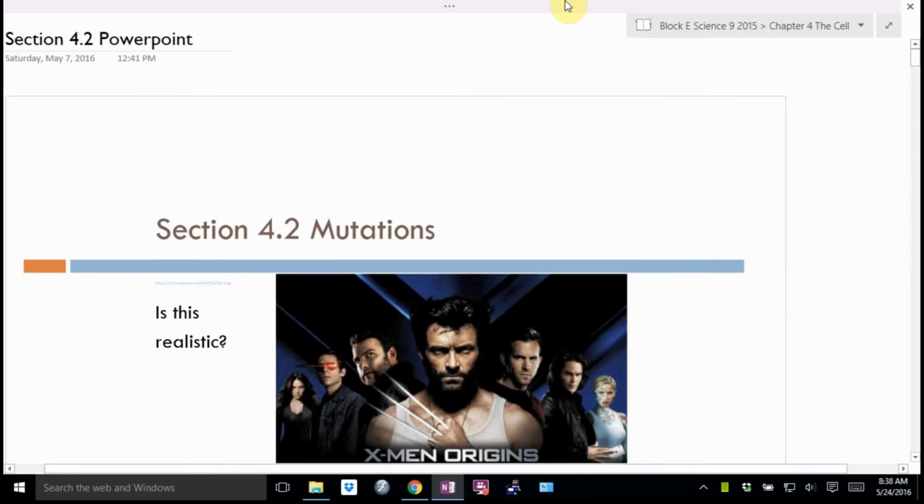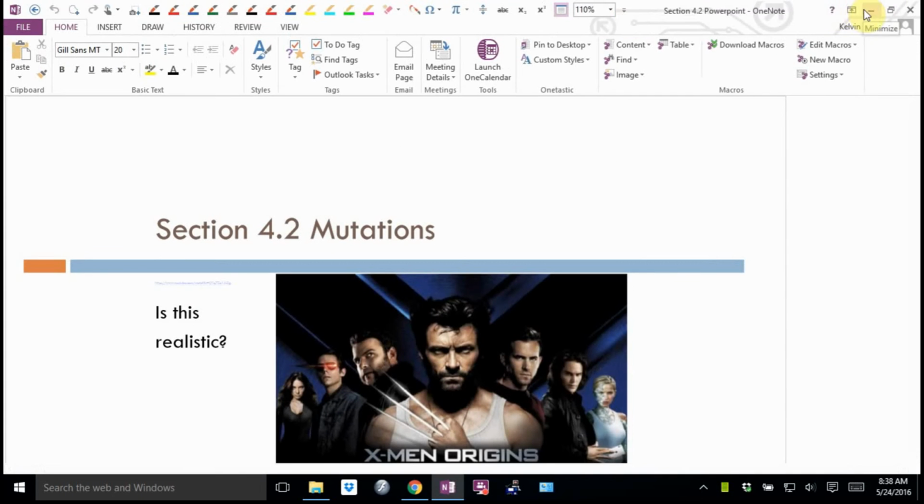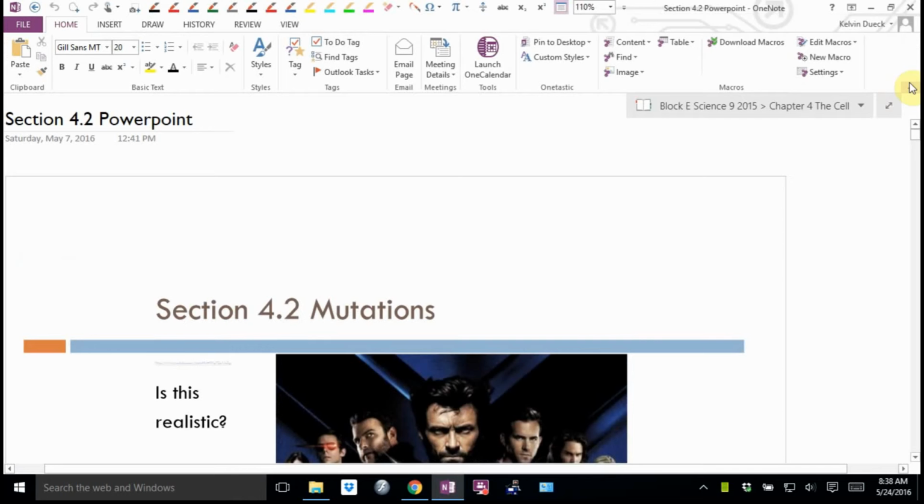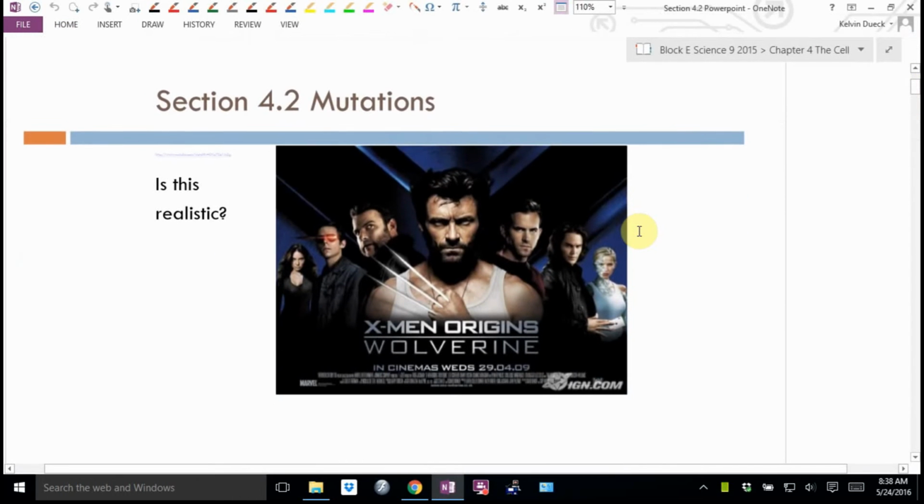Mutations. Not the X-Men kind. So I wrote down here, is this realistic? Well, no. Special weird superhero powers and things. No.